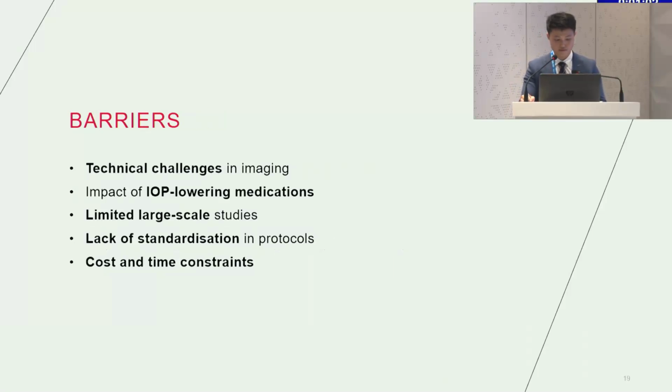However, despite these promising results, several barriers exist. Firstly, technical challenges in imaging remain, particularly with resolution and artifact management in imaging such as AS-OCTA. Secondly, the impact of IOP lowering medication provides potential confounding variables in vessel density measurements. Thirdly, the field suffers from limited large-scale studies with more evidence coming from case series and case studies. Fourthly, there's a notable lack of standardization in protocols across institutions, limiting the comparison of effectiveness across protocols and approaches. And lastly, cost and time constraints pose significant challenges to widespread implementation.